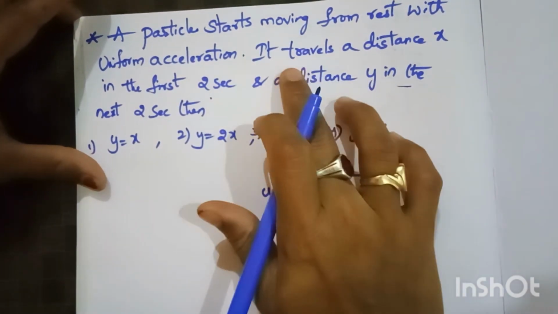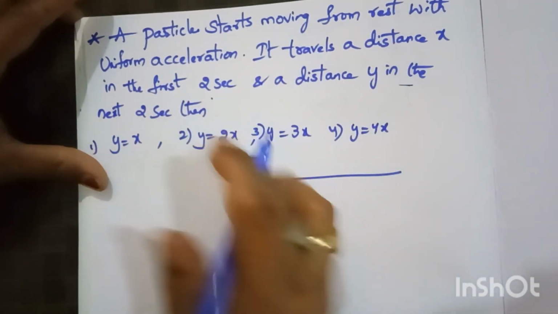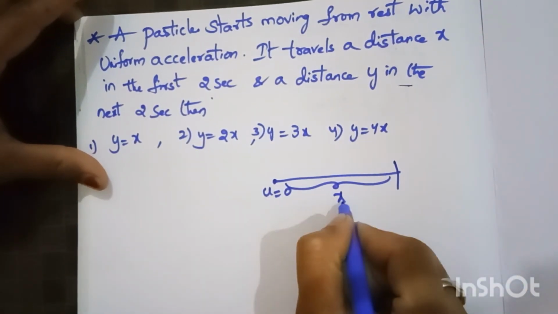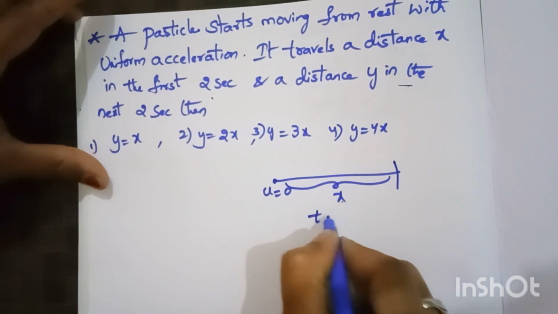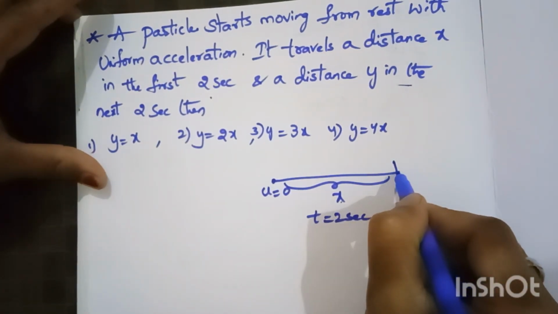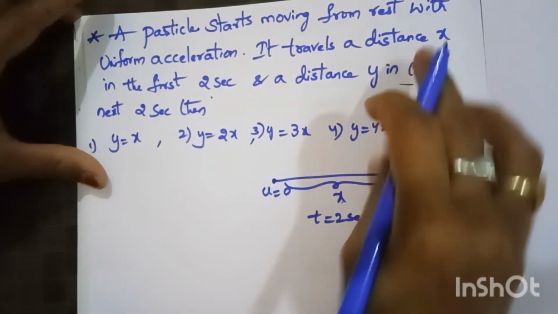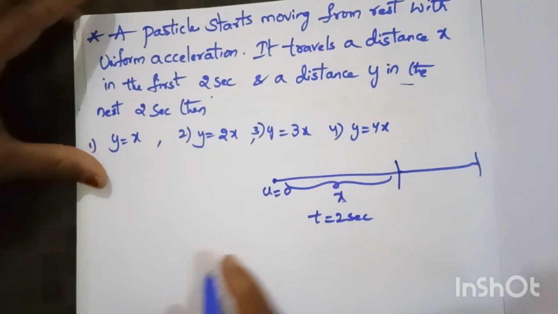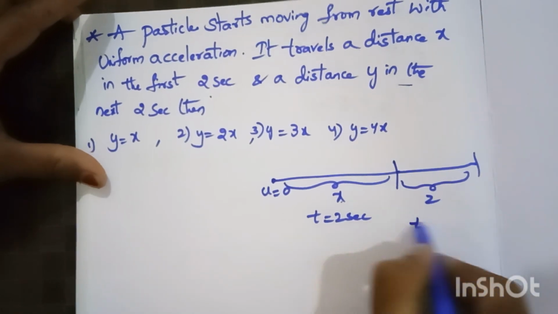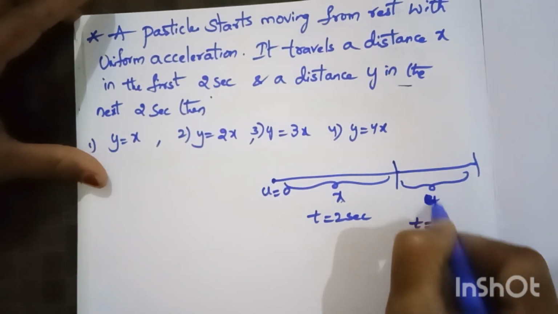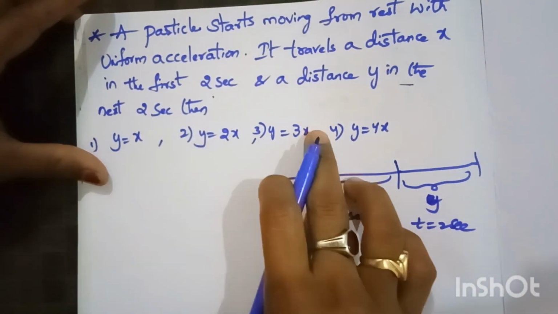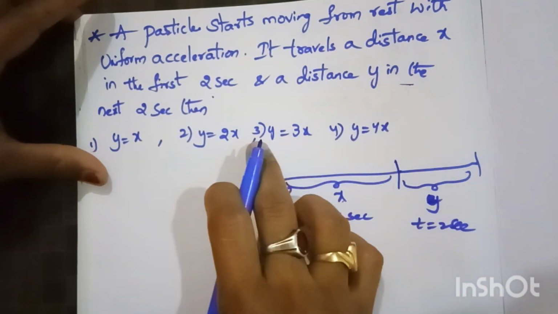It travels a distance x in 2 seconds. Suppose this is the distance x, and the time taken to complete distance x is 2 seconds. And a distance y in the next 2 seconds. For the next 2 seconds it takes a distance of y. They said to find the relationship between distance x and distance y, as you can see in the options.